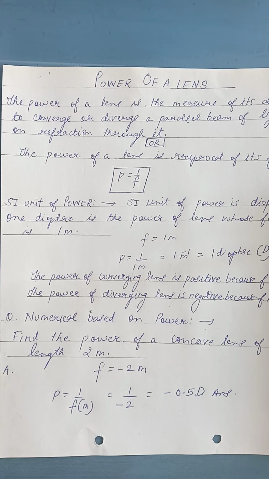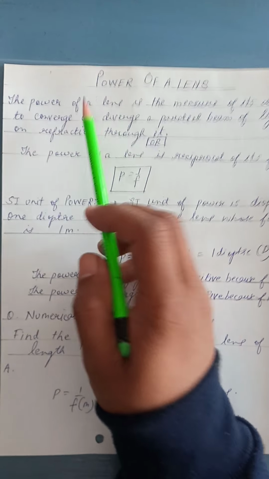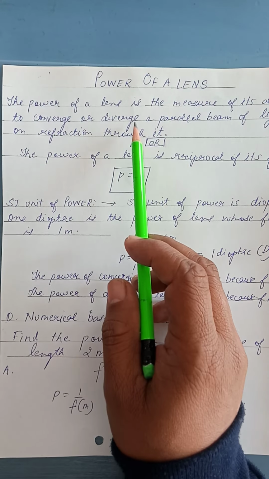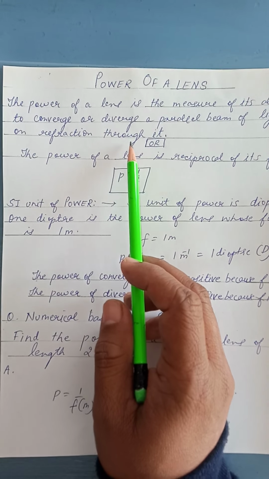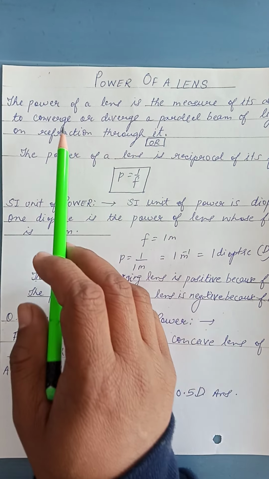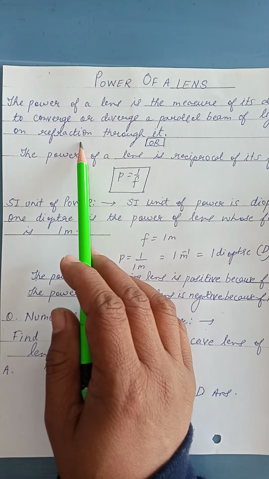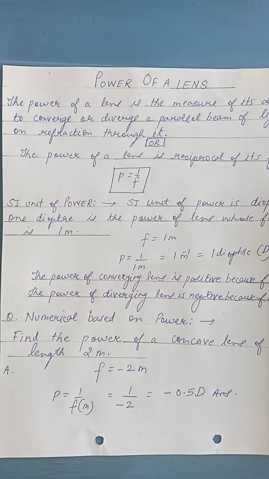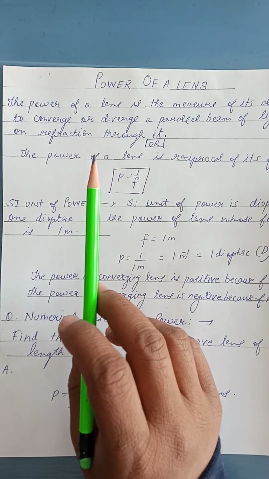Now how can we calculate the power of a lens, and what is the definition of the power of a lens? We can say that the power of the lens is the ability of the lens to converge or diverge a parallel beam of light on refraction through it. Accordingly, the power of the lens is the measure of the ability of the convex or the concave lens.